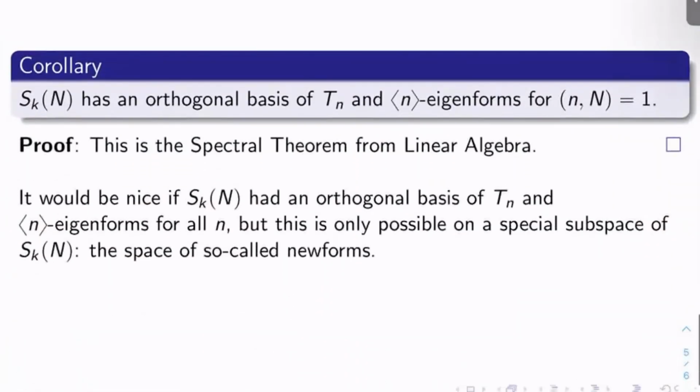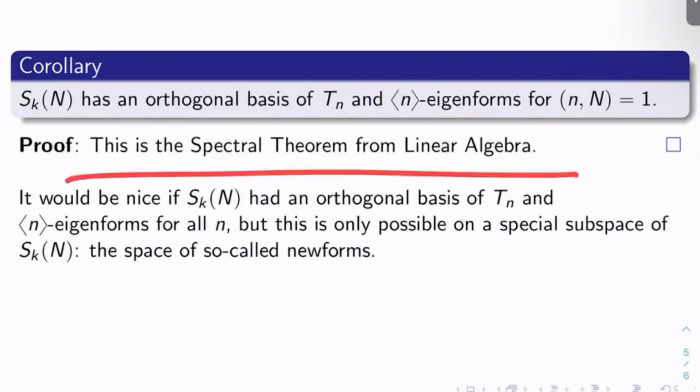And as a corollary, we're specializing, well, we've been specializing, but just keep in mind we're specialized to the case here, essentially that gamma is gamma sub 1 of N. S sub K of N has an orthogonal basis of simultaneous T sub n and diamond of n eigenforms for little n, big N coprime. And the proof of this is essentially the above discussion combined with the spectral theorem from linear algebra.